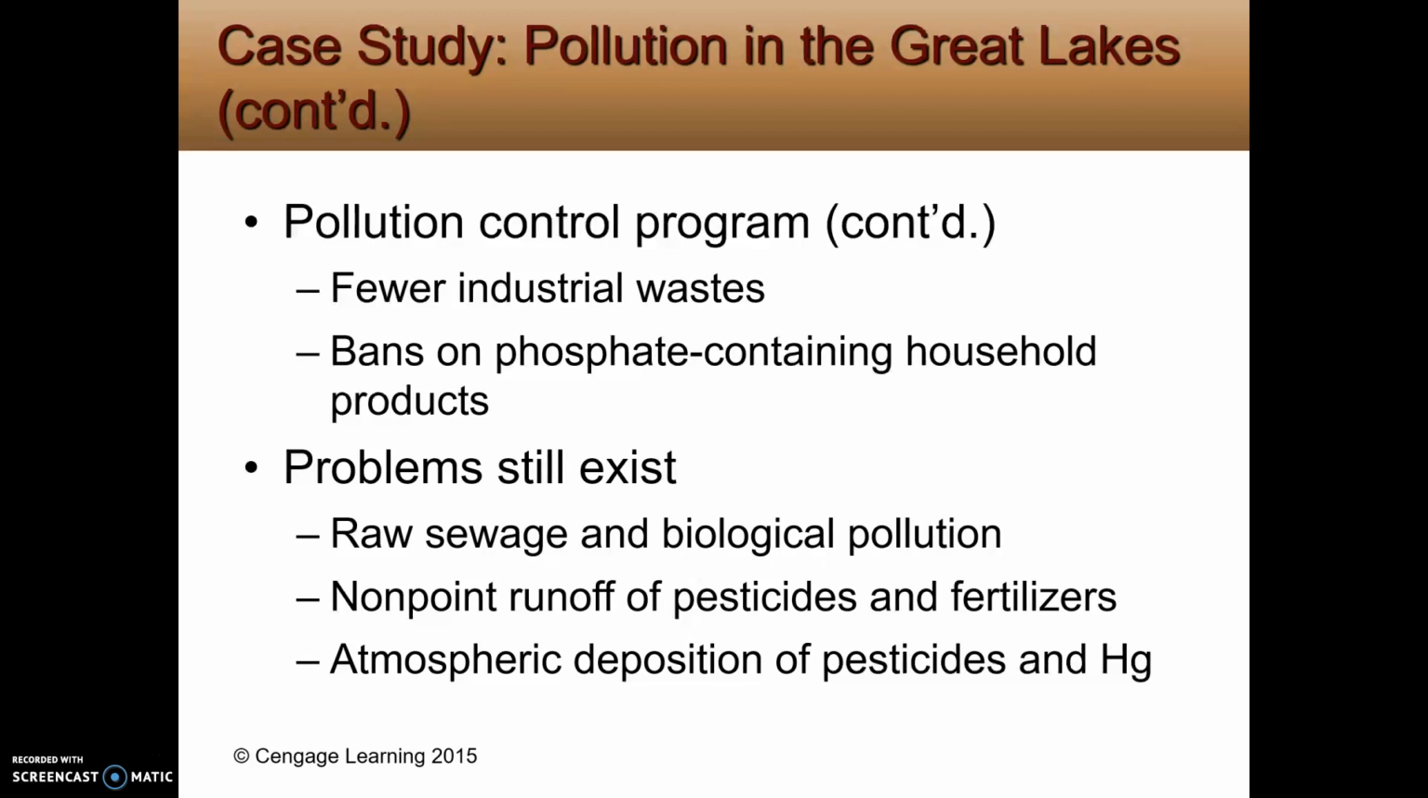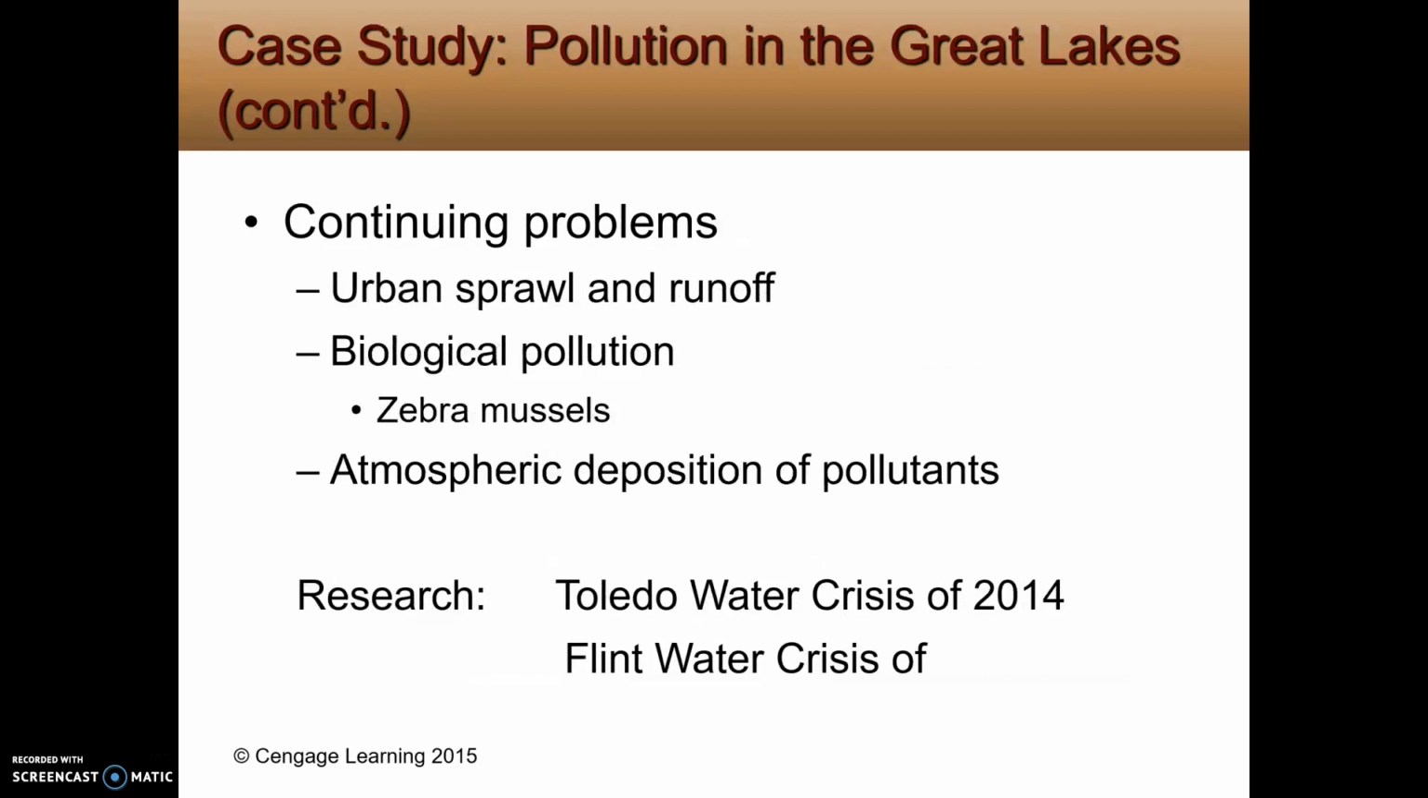But we still have plenty of problems with sewage issues, particularly when treatment plants are inundated with stormwater. We still have plenty of non-point runoff from farm fields, and atmospheric deposition from power plants, particularly with mercury. You also have atmospheric deposition of pesticides, depending on how they're sprayed, getting into our waterways. Urban sprawl and runoff cause a lot of organics and compounds to run off into our waterways. We deal with biological pollution, including zebra mussels. Asian carp is a concern, etc.